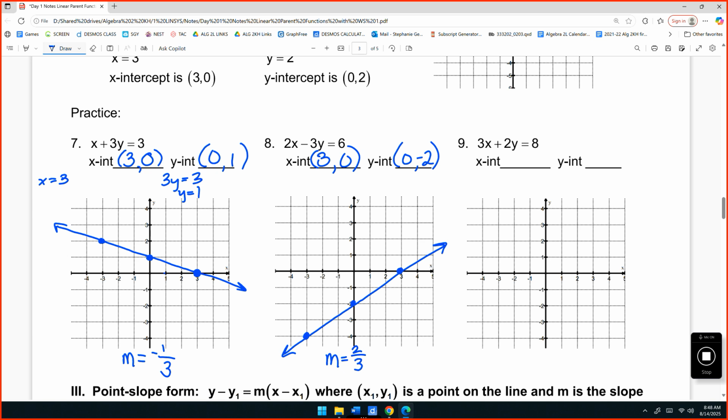Okay, when you think you got it, you can check up front to see if you got the same thing. I did.